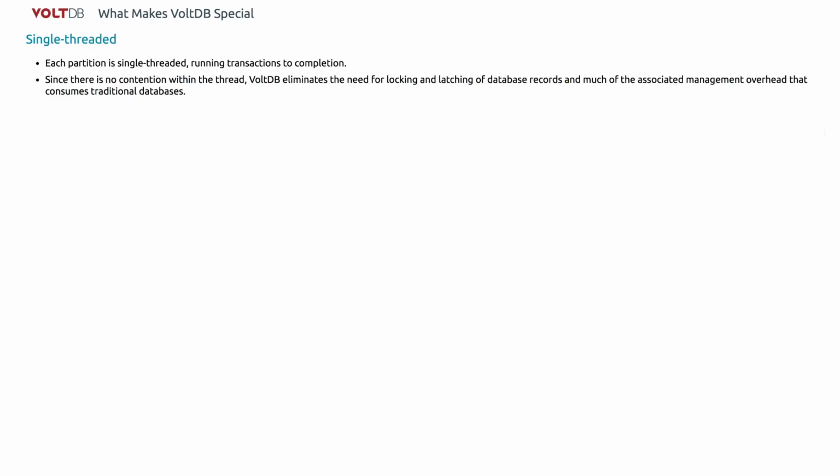Another way that VolteB is special is that it uses single-threaded transaction execution. Each partition is single-threaded, running transactions to completion. Since there is no contention within the thread, VolteB eliminates the need for locking and latching of database records and much of the associated management overhead that consumes traditional databases.